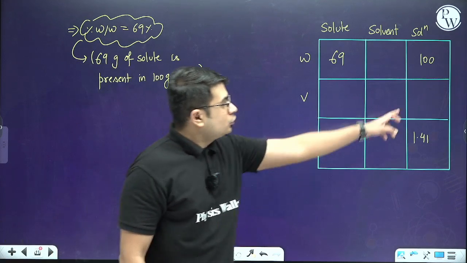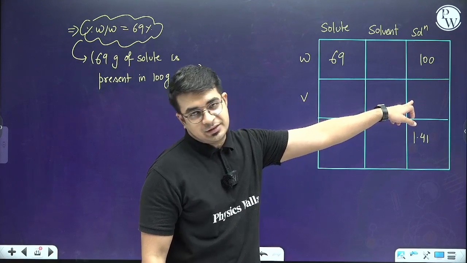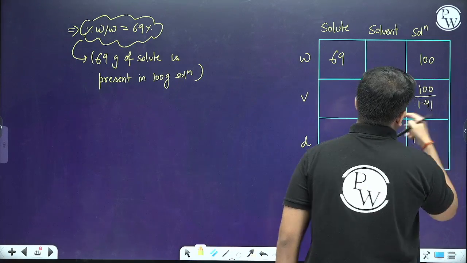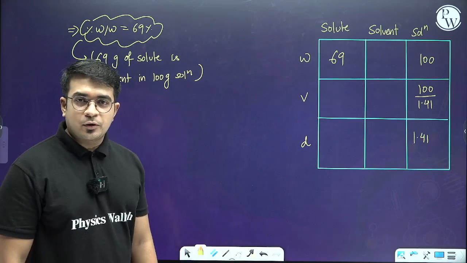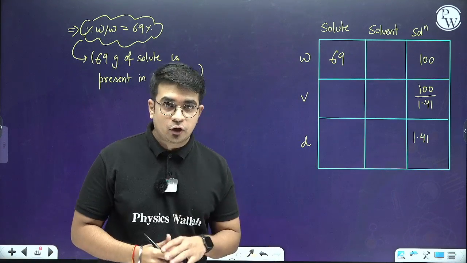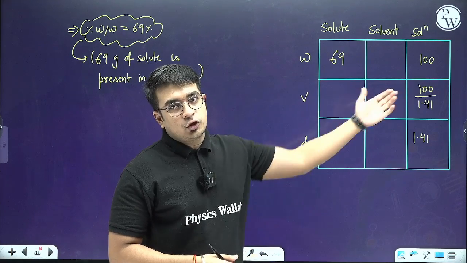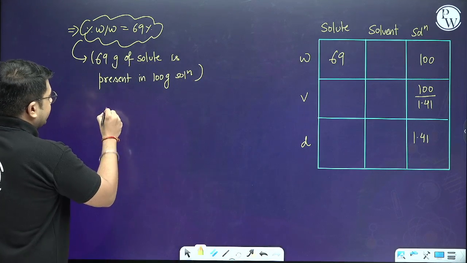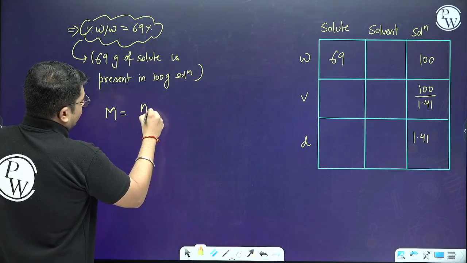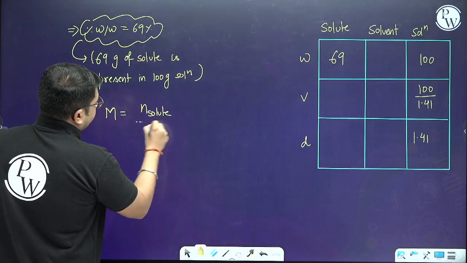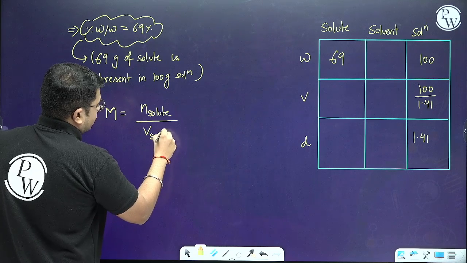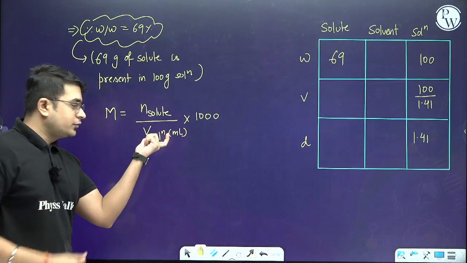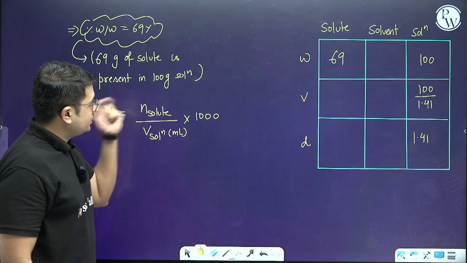Now from that particular part, can you calculate the volume? Yes, very easy. 100 divided by 1.41 will be the volume of solution, because we know that density is equal to mass per unit volume. Mass is given, density is given, volume will be 100 by 1.41. So that part is clear. Now for molarity, you need number of moles of a solute divided by the volume of a solution in ml multiplied by 1000. Now you know this information is already known to us, but this information is missing.